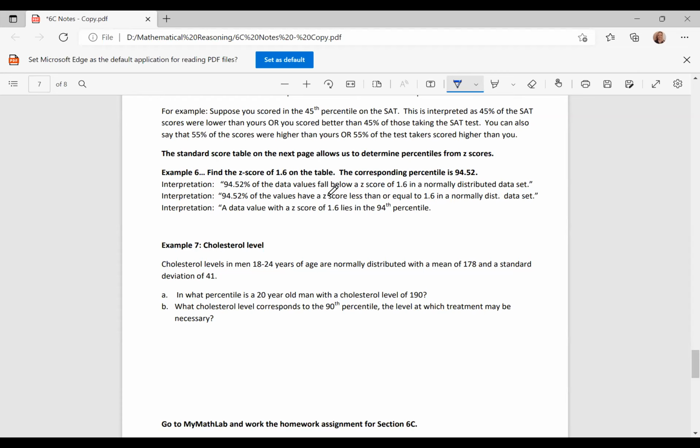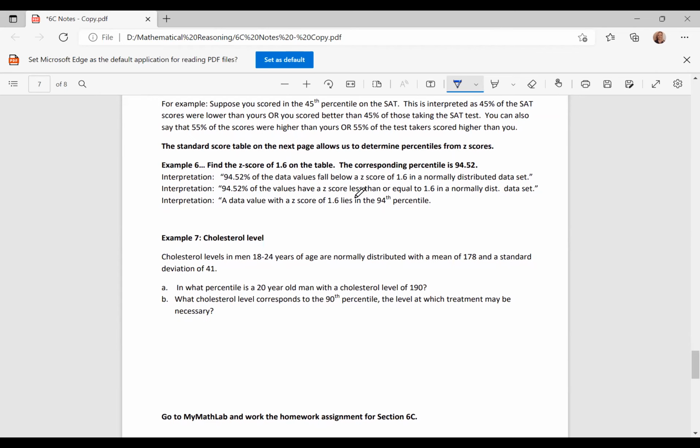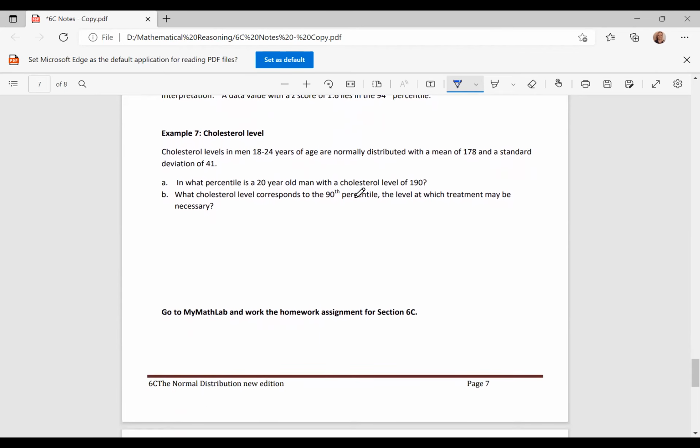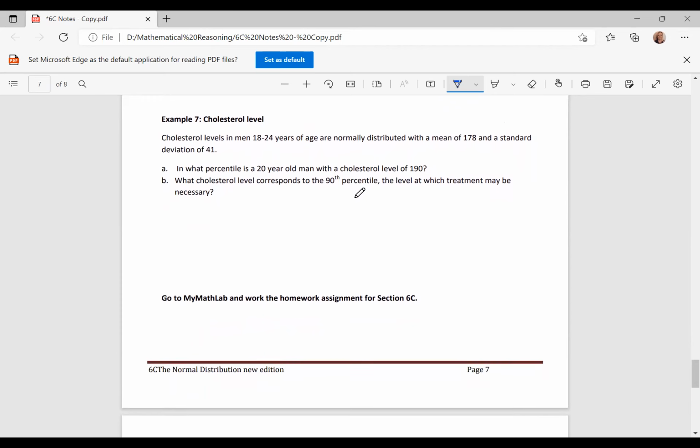94.52% of the values have a z-score less than or equal to 1.6 in a normally distributed data set, and a data value with a z-score of 1.6 lies in the 94th percentile. Those are just different things that we could say about this. So let's look at this. This is the last example we have today.